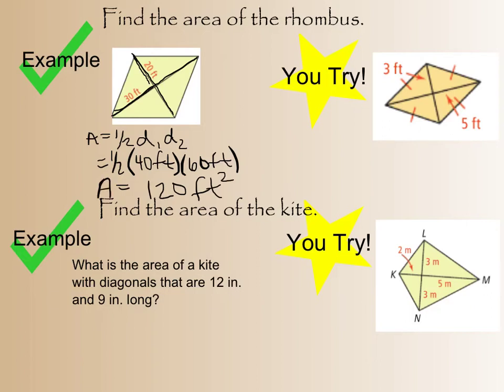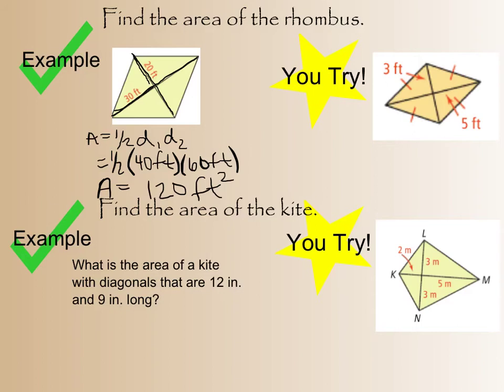Then you have a U-try problem there. I'm going to skip to the next example, which is an example with a kite. So I know that in a rhombus, I have these pieces of my diagonal being congruent because the diagonals bisect each other, but that's not the case in a kite. So a kite, you're going to have to think a little bit more carefully.